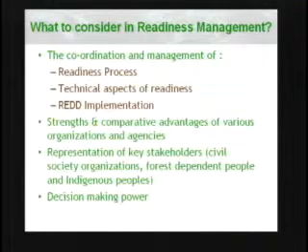It is therefore necessary to ensure which ministries and agencies as well as NGOs can be involved early on in establishing such arrangements. Thirdly, the representation of key stakeholders, including civil society organizations, forest-dependent people, and indigenous peoples, is very necessary. And last but not the least, the decision-making power of such an arrangement which is set in place.